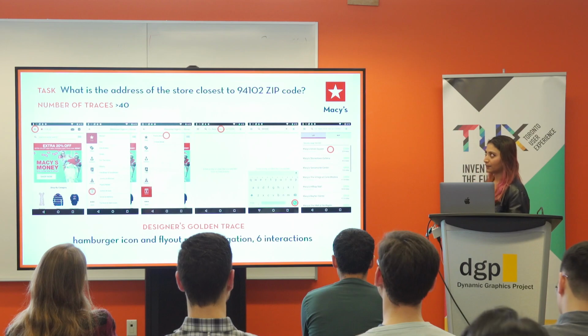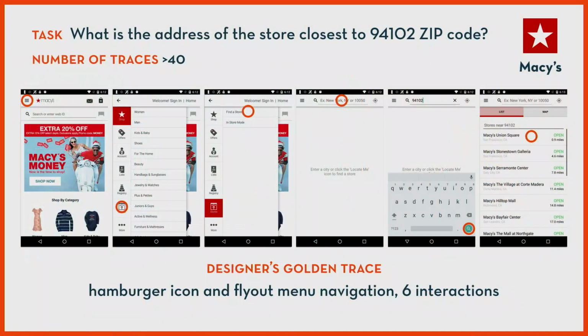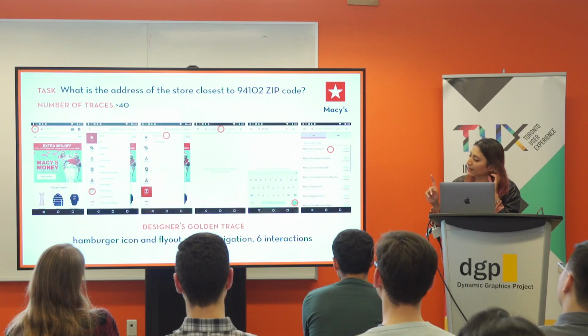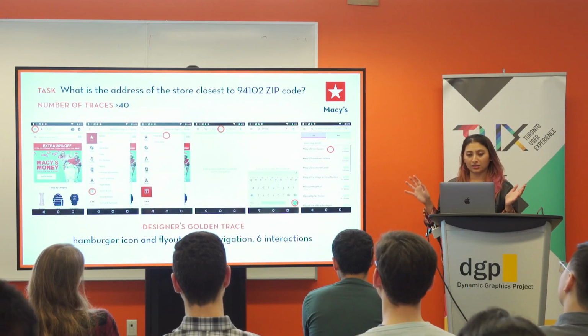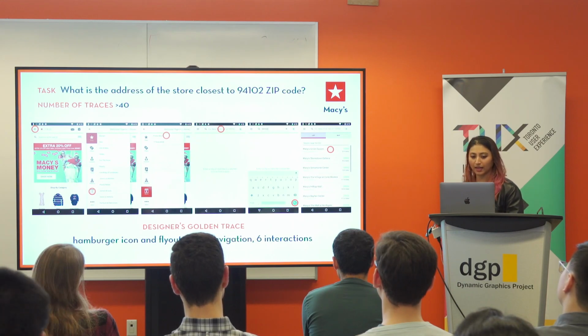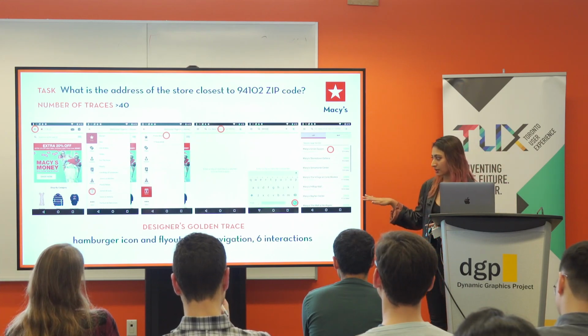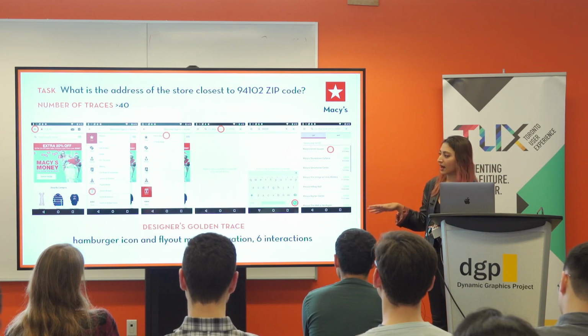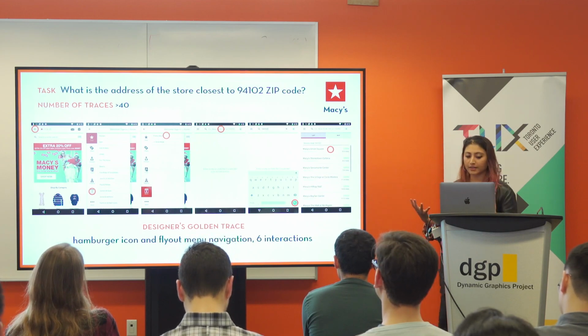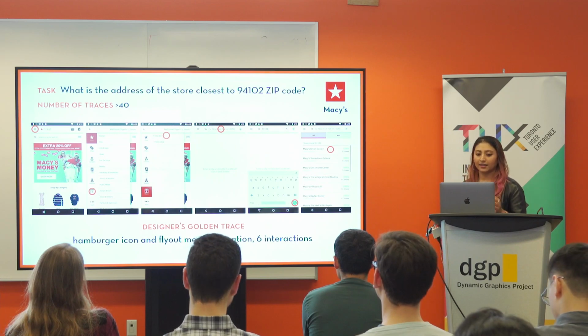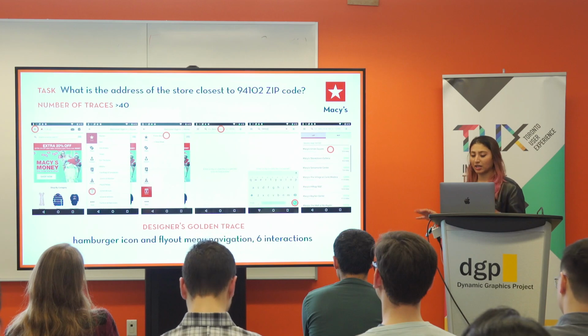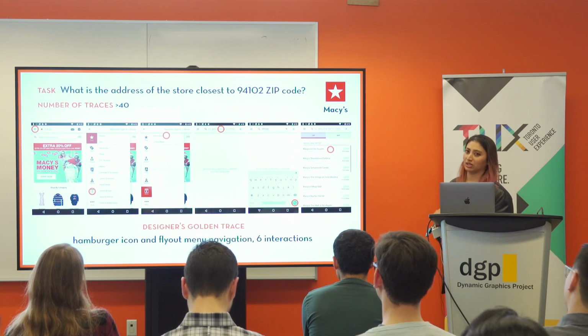Similarly, we compared retail interactions. We compared the Macy's app to the Best Buy app, and the task we asked people to do on these apps was to find the address of the store closest to a particular zip code. What I'm showing you here is the golden trace for that interaction in the Macy's app. It involves clicking on the hamburger icon, and then you get this fly out menu navigation, and it takes you 6 interactions to complete this task.